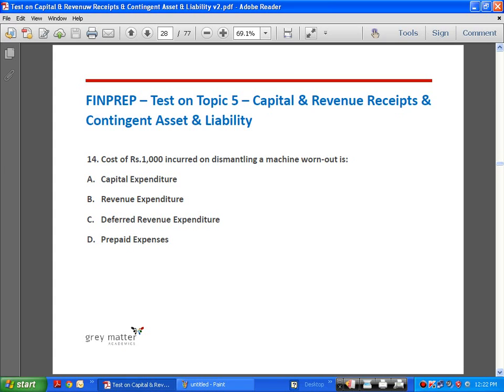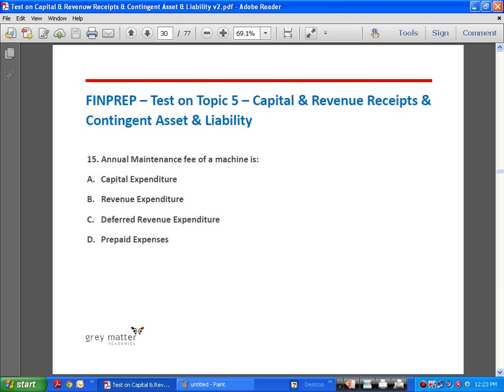Okay, cost of rupees 1,000 incurred on dismantling a machine that's worn out is revenue expenditure. Okay, so the machine is worn out, it is just going to be scrapped, and so the money that you spend on dismantling a machine that's completely worn out is revenue expenditure.